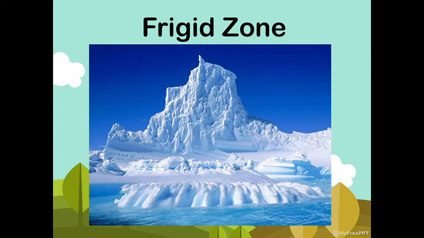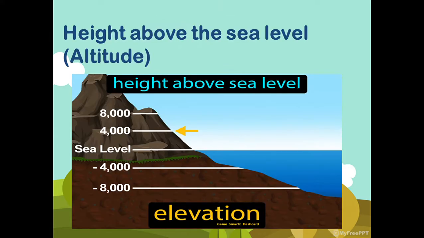Now we will discuss height above sea level or altitude. The peaks of high mountains are covered with snow throughout the year. High above the sea level. It means the peaks of high mountains are covered with snow throughout the year. Thus, the higher a place is from sea level, the cooler is its climate. This climate is very cool.